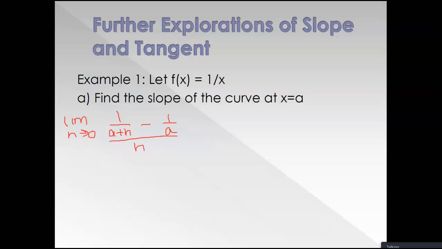So again, it's f of a plus h. In this case, a plus h is 1 over a plus h, minus f of a, which is 1 over a, all over h, since it asked me to find it at the point x equals a. Now, in order to subtract two fractions, we know that they have to have common denominators. So in order to do this limit, we have to create a common denominator between the first fraction and the second. So the least common multiple would be a times a plus h.